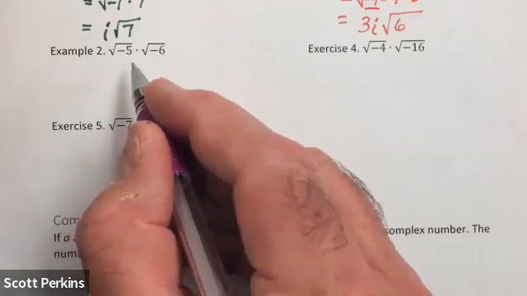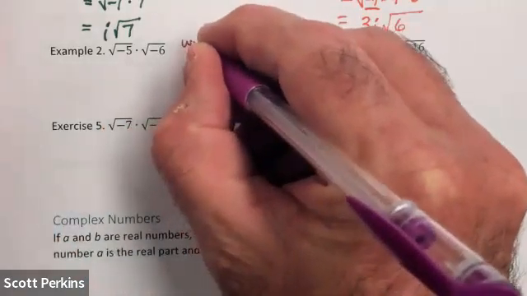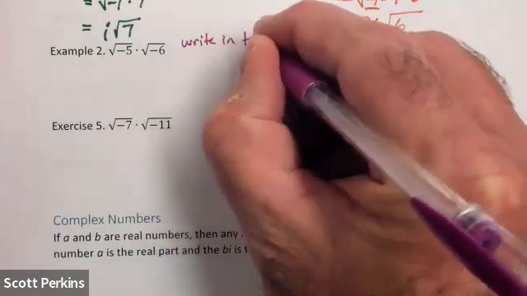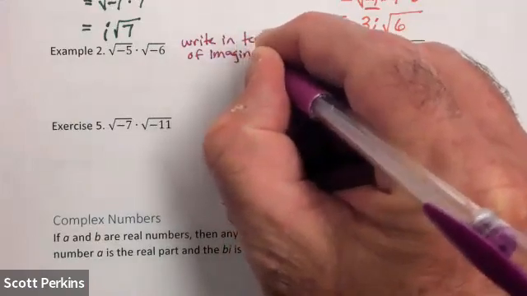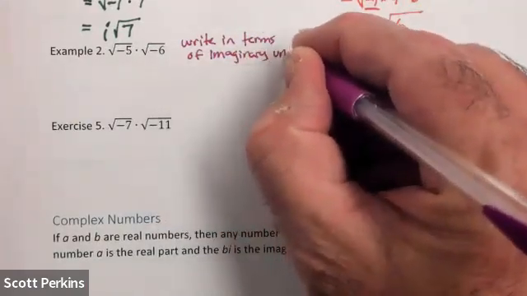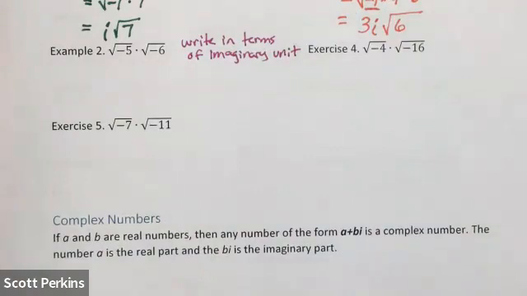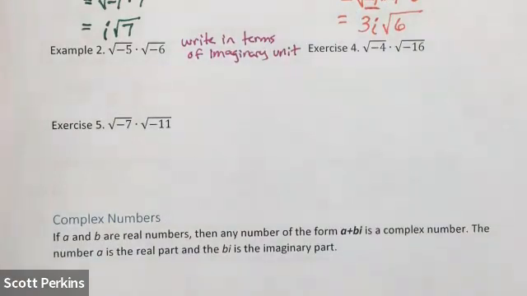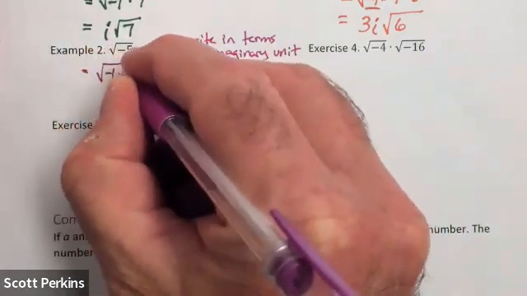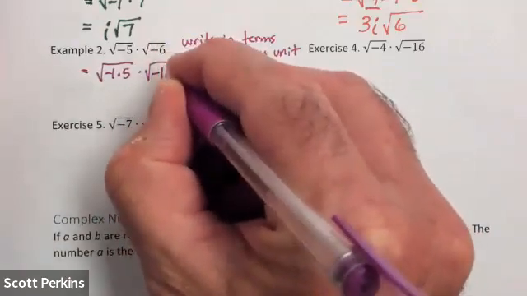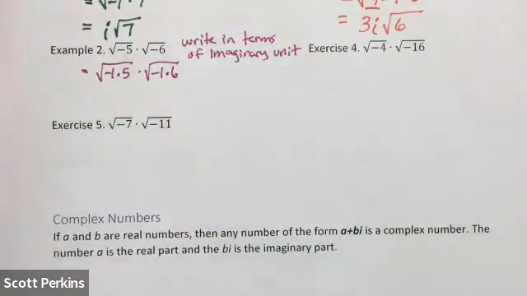First thing you have to do on this problem is write them in terms of the imaginary unit. That's the first thing you have to do, is write these in terms of the imaginary unit. This is just what we've been doing. This is not new. So I'm going to go ahead through this. We've got the square root of negative 5 is negative 1 times 5. The square root of negative 6 is negative 1 times 6. We just did that with the problem right above that you can still see on the screen.